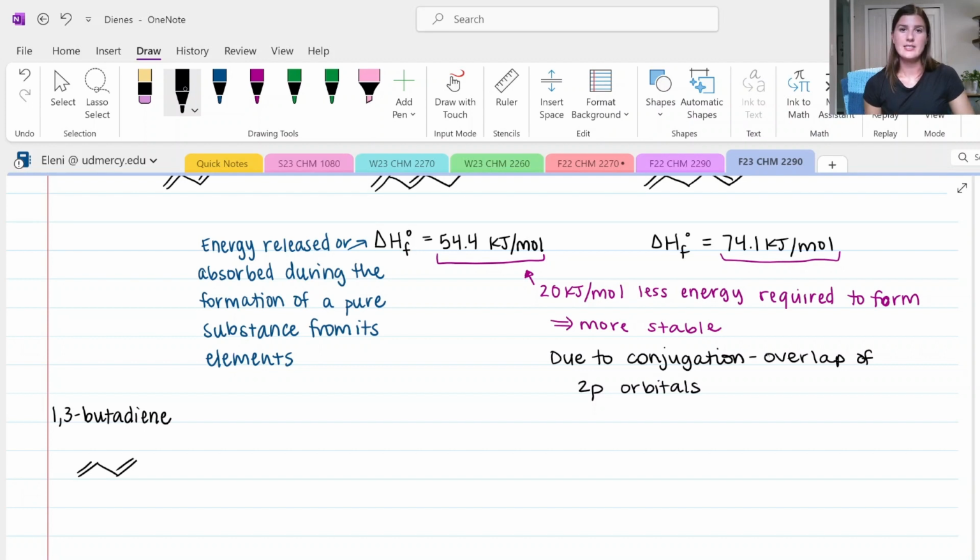3 electron-dense areas means that atom has an s orbital and 2 p orbitals hybridized. So it has sp2 hybridization. So in 1,3-butadiene, that is the hybridization of each carbon atom.